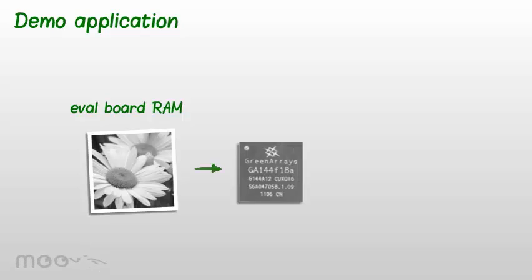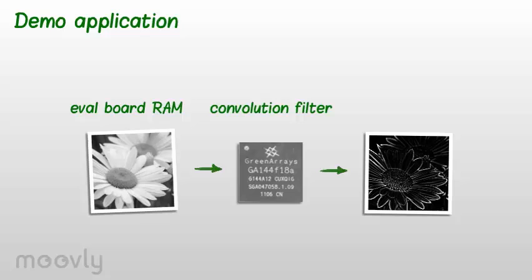The demo application I'm going to present takes an image as input data. The image is a grayscale bitmap stored in eval board RAM. It is processed with GA144 applying convolution filter, and the output is then displayed on a VGA monitor. These three parts of the application will be described in more detail now.